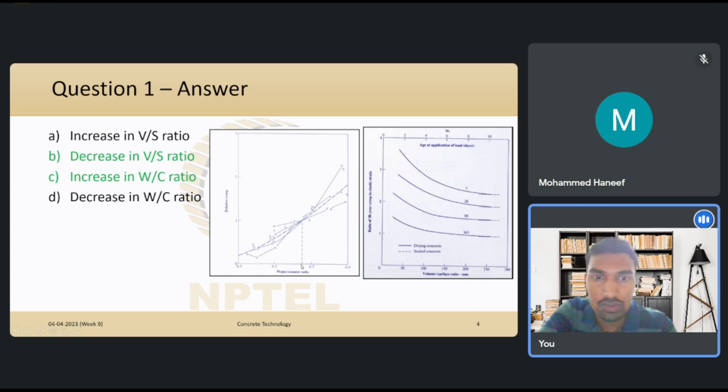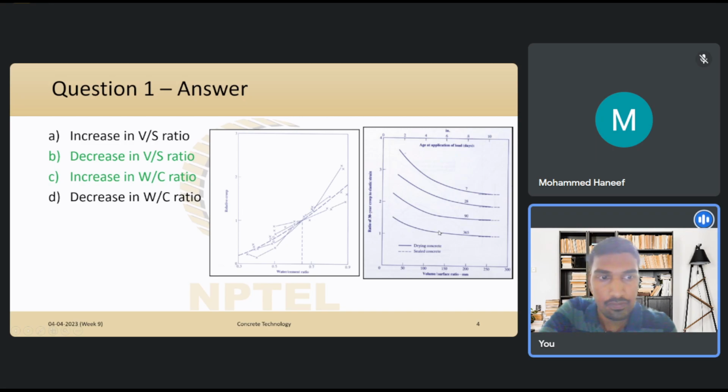Right, so for values less than that, we see that the relative creep is less than 1, and for values greater than that particular value, like around 0.65, we see that the relative creep is greater than 1. So what we see is that as the water to cement ratio increases, the relative creep is increasing, right? So the higher the water to cement ratio, the higher the creep.